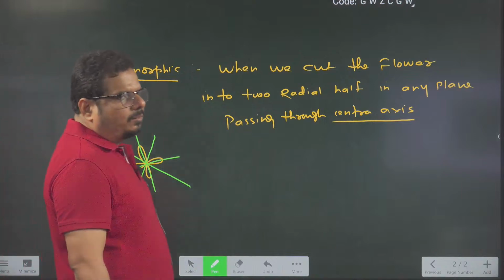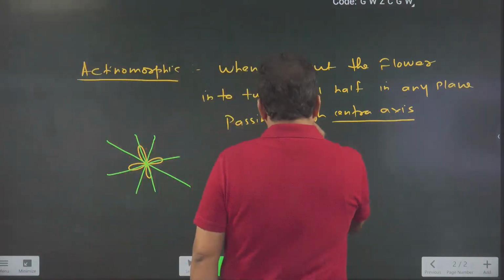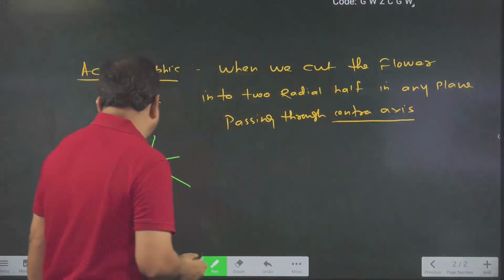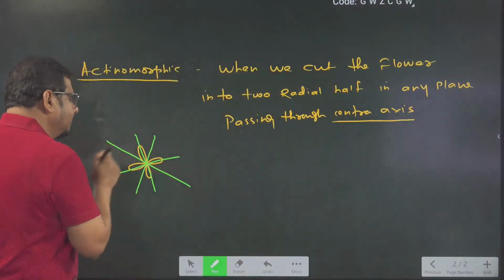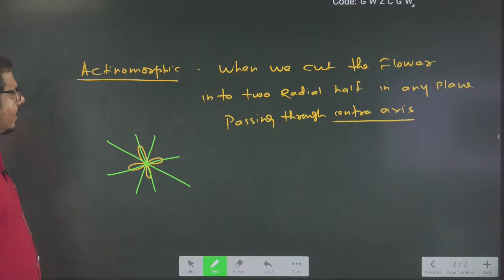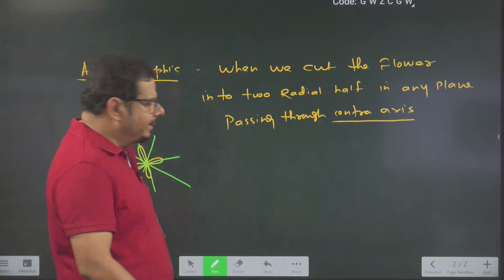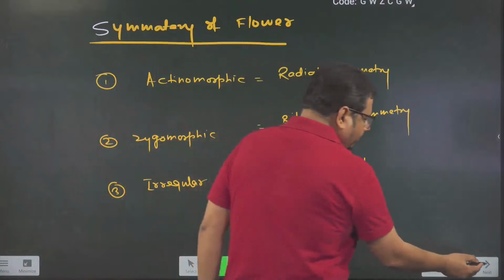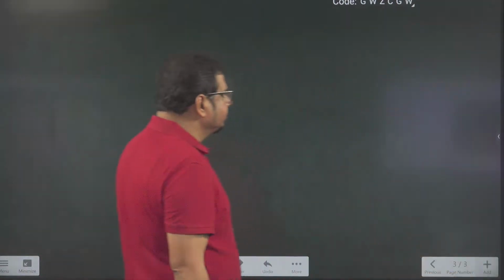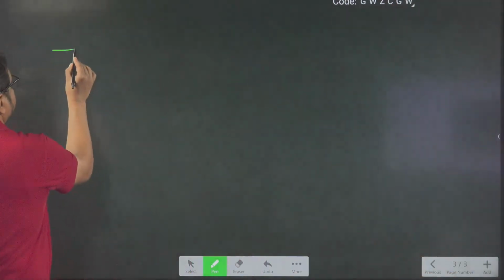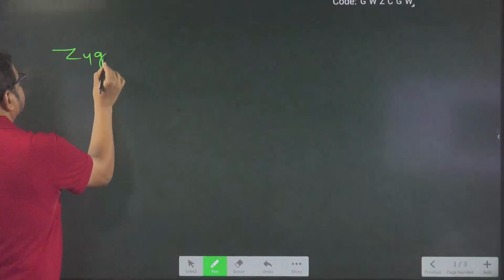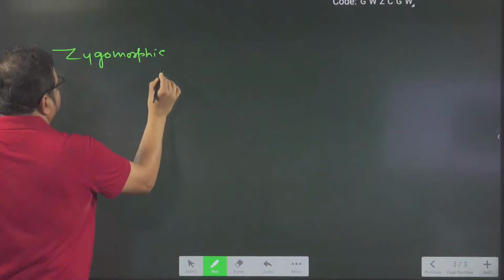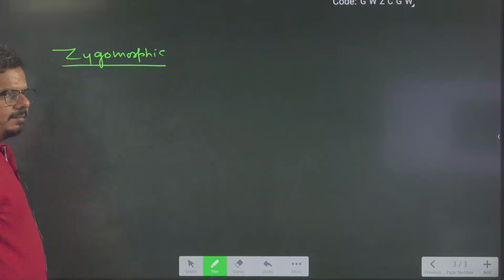And that's the reason I wrote in the definition, when we cut the flower into two radial halves in any plane passing through the central axis. This is the central axis. Is it clear? Done. Now we are coming to the second type of the flower, that is zygomorphic. Zygomorphic flower.